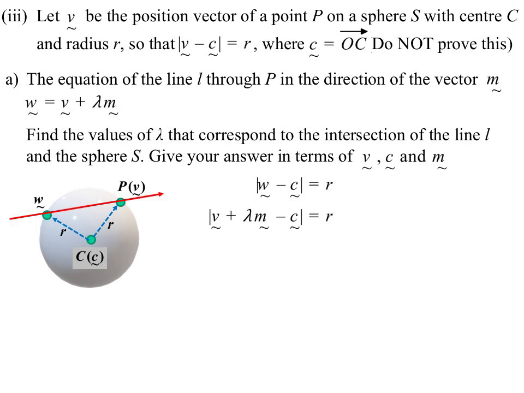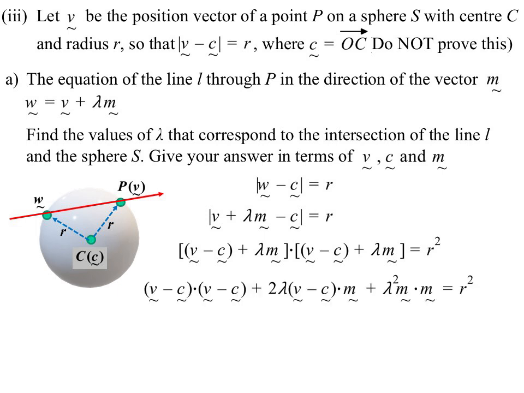But w is v plus lambda m, and that equals r. I'm going to square both sides. Now when I square the left-hand side, I'm saying the modulus squared is the same as that dot the same thing. This now allows me to, for want of a better word, expand that out. But remember, we're actually using the dot product, not multiplication.